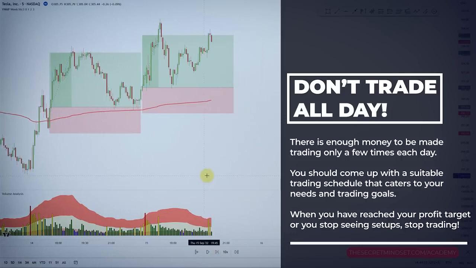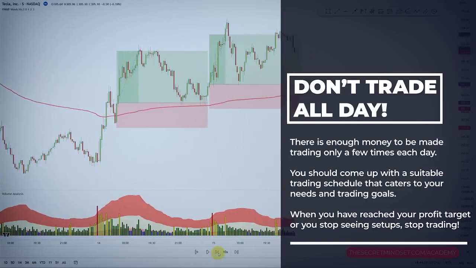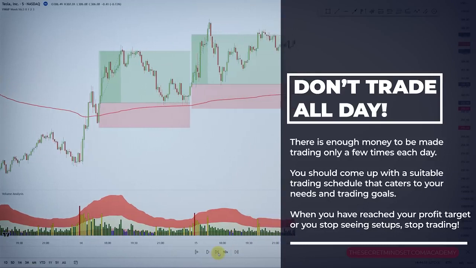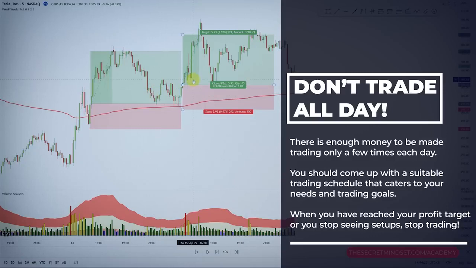I know that there's a tendency to try to squeeze every dollar out of the trading day so you don't miss any profit. But when you have reached your profit target or you stop seeing setups, simply stop trading.